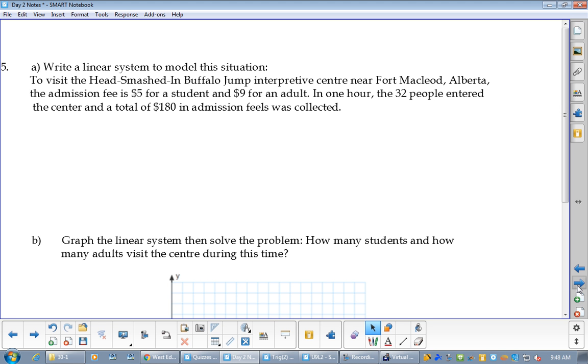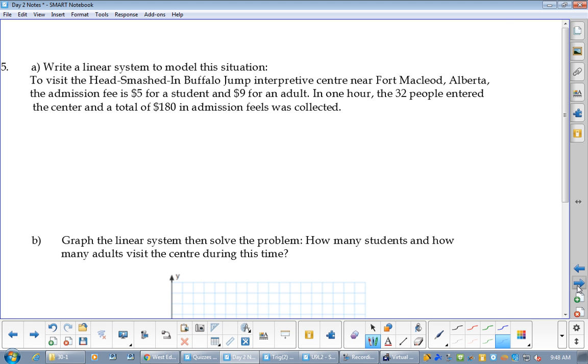Okay, write a linear system to model this situation. To visit the Head Smashed In Buffalo Jump Interpretive Center near Fort Macleod, Alberta, the admission fee is $5 for a student, $9 for an adult. In 1 hour, 32 people entered the center, and a total of $180 admission fees were collected. Okay, so we got to get good at these. I need a money statement, and then I need a numbers statement.